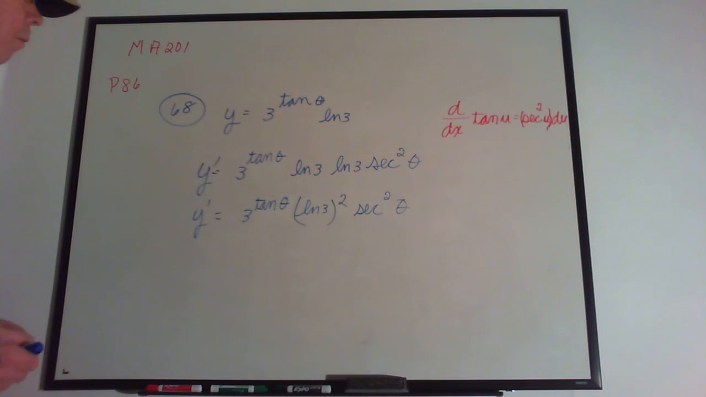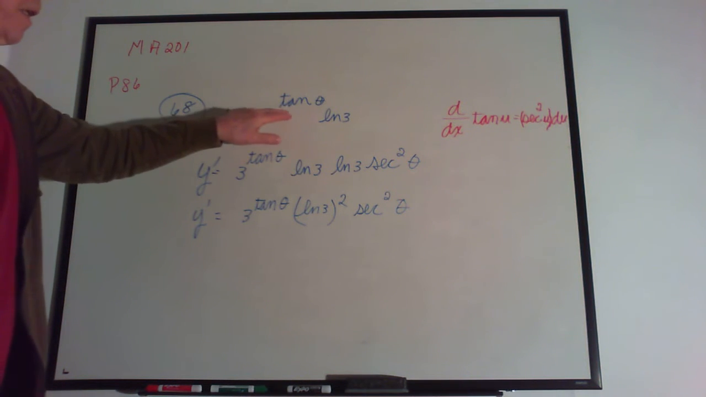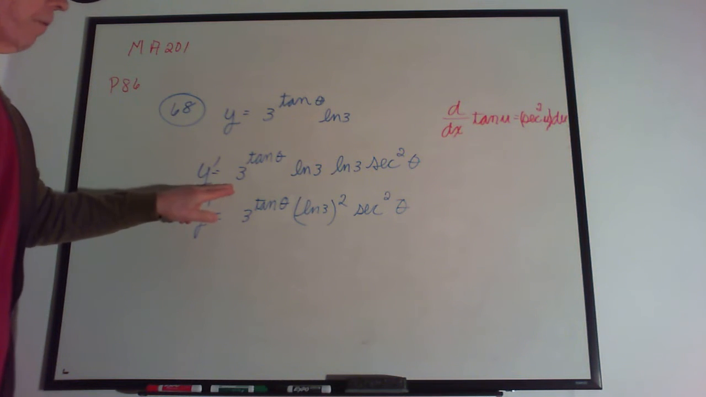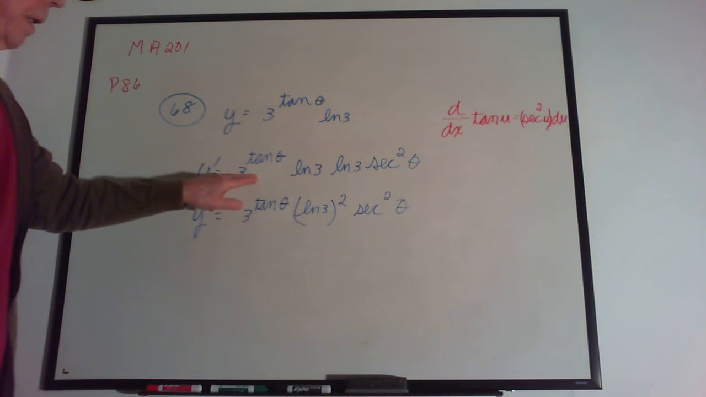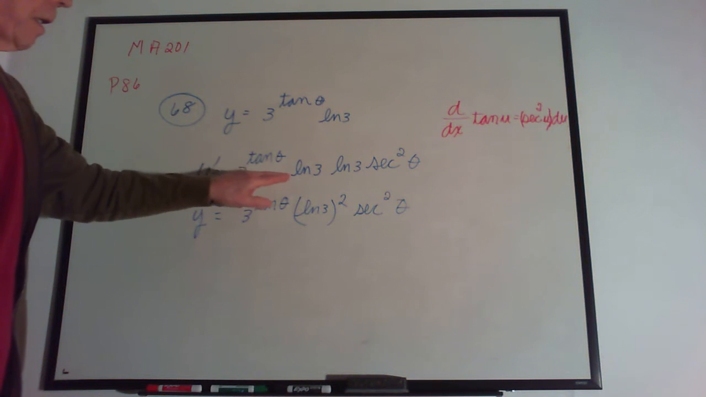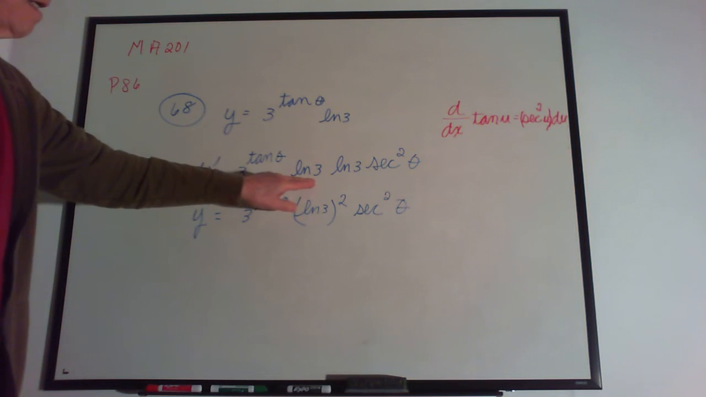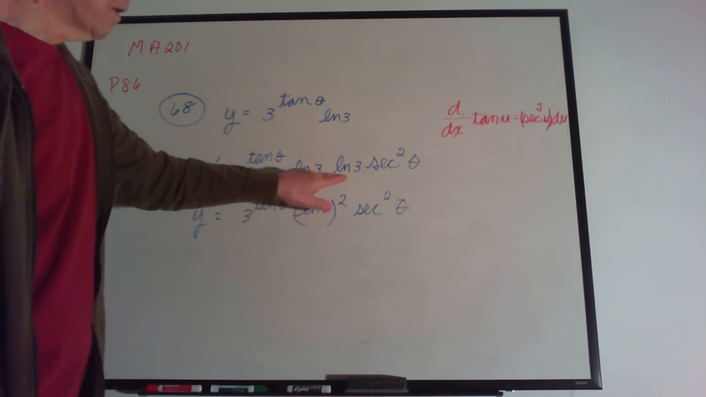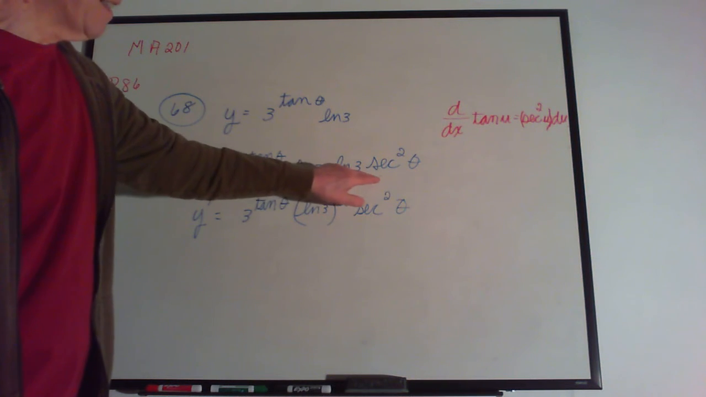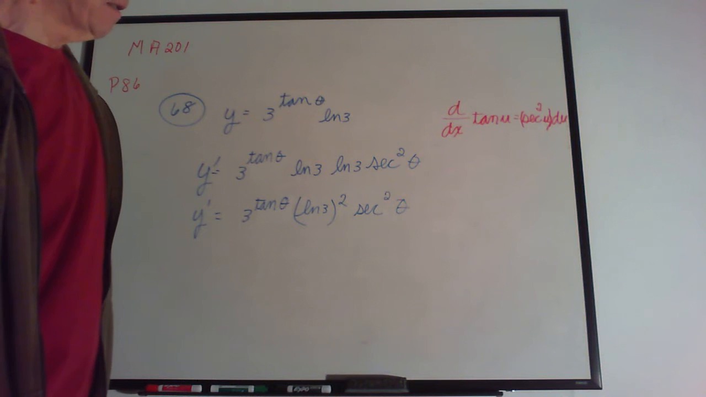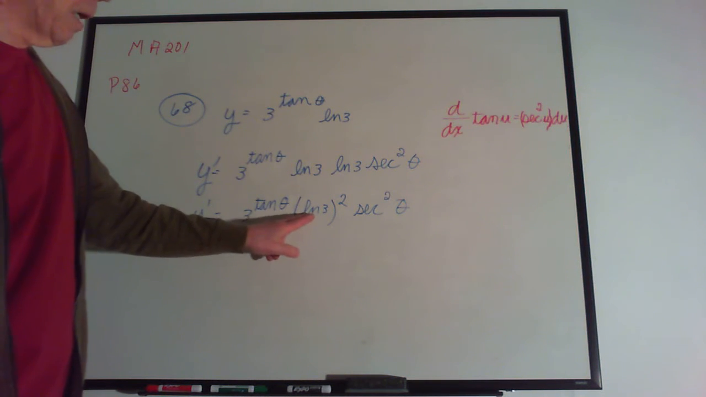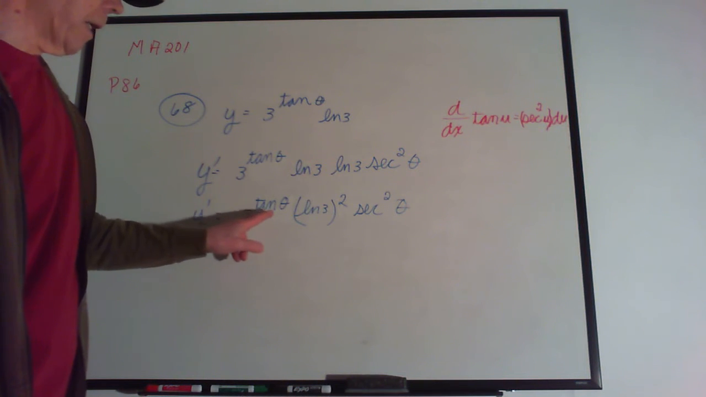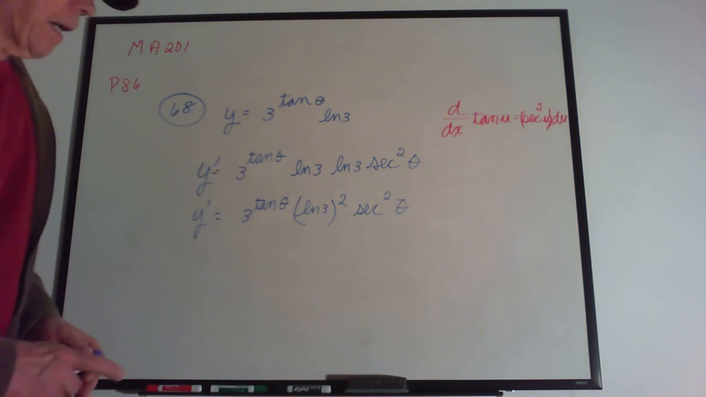All right, so y is equal to 3 to the tangent theta. Take the derivative of it. It's going to be 3 to the tangent theta, natural log of 3. And then I take the derivative of the exponent, which is secant squared theta. So you'll end up with natural log of 3 squared, 3 to the tangent theta, secant squared theta.